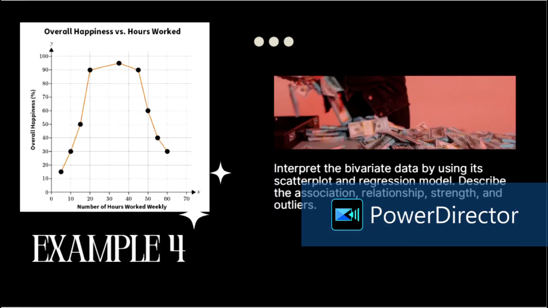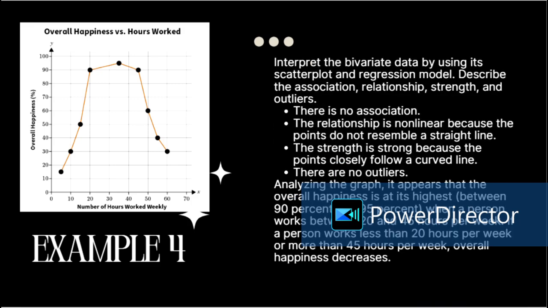Example 4, interpret the bivariate data by using its scatter plot and regression model. Describe the association, relationship, strength, and outliers. There is no association. You cannot have curved lines, some weird constellation pattern. It has to be a straight line. The relationship is non-linear because the points do not resemble a single straight line. The strength is strong because the points closely follow a curved line.